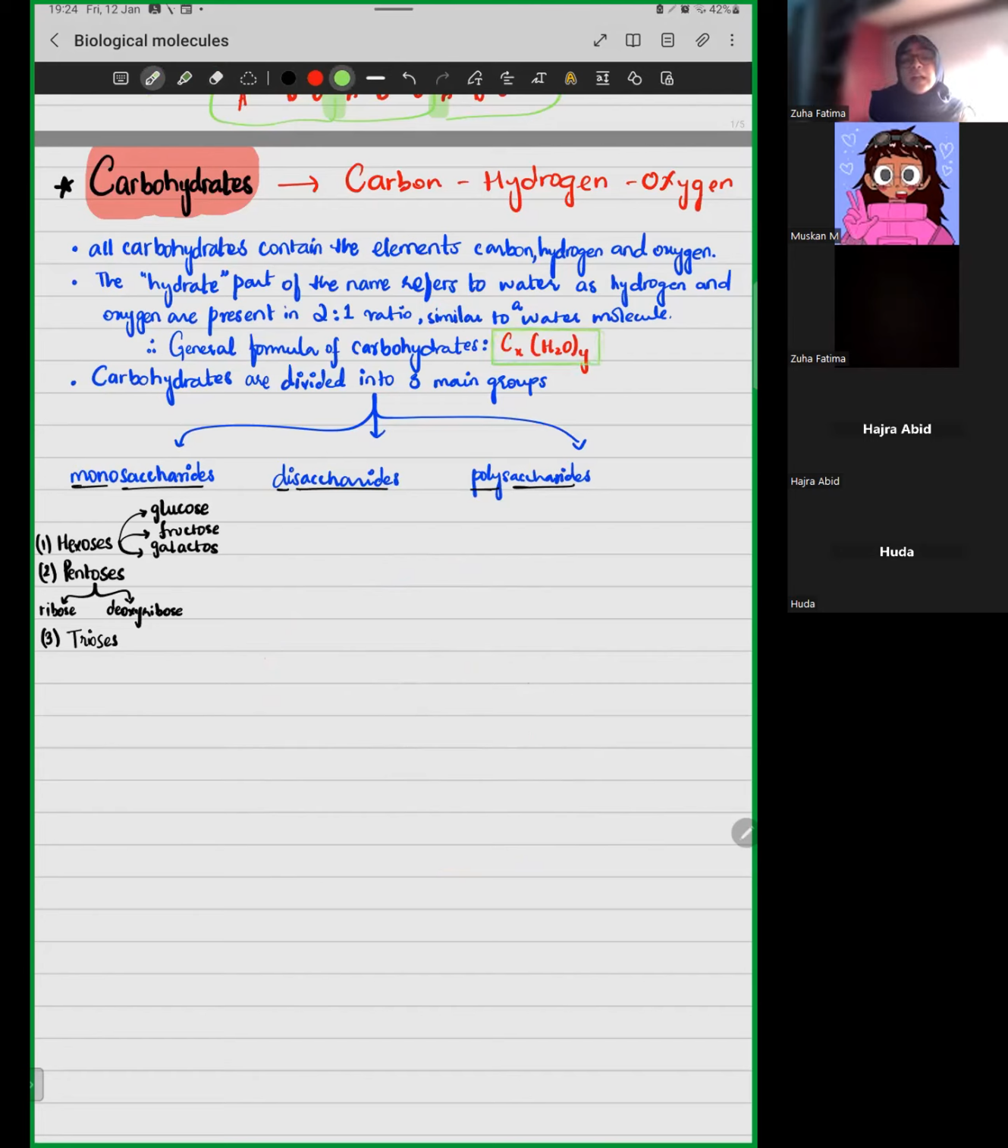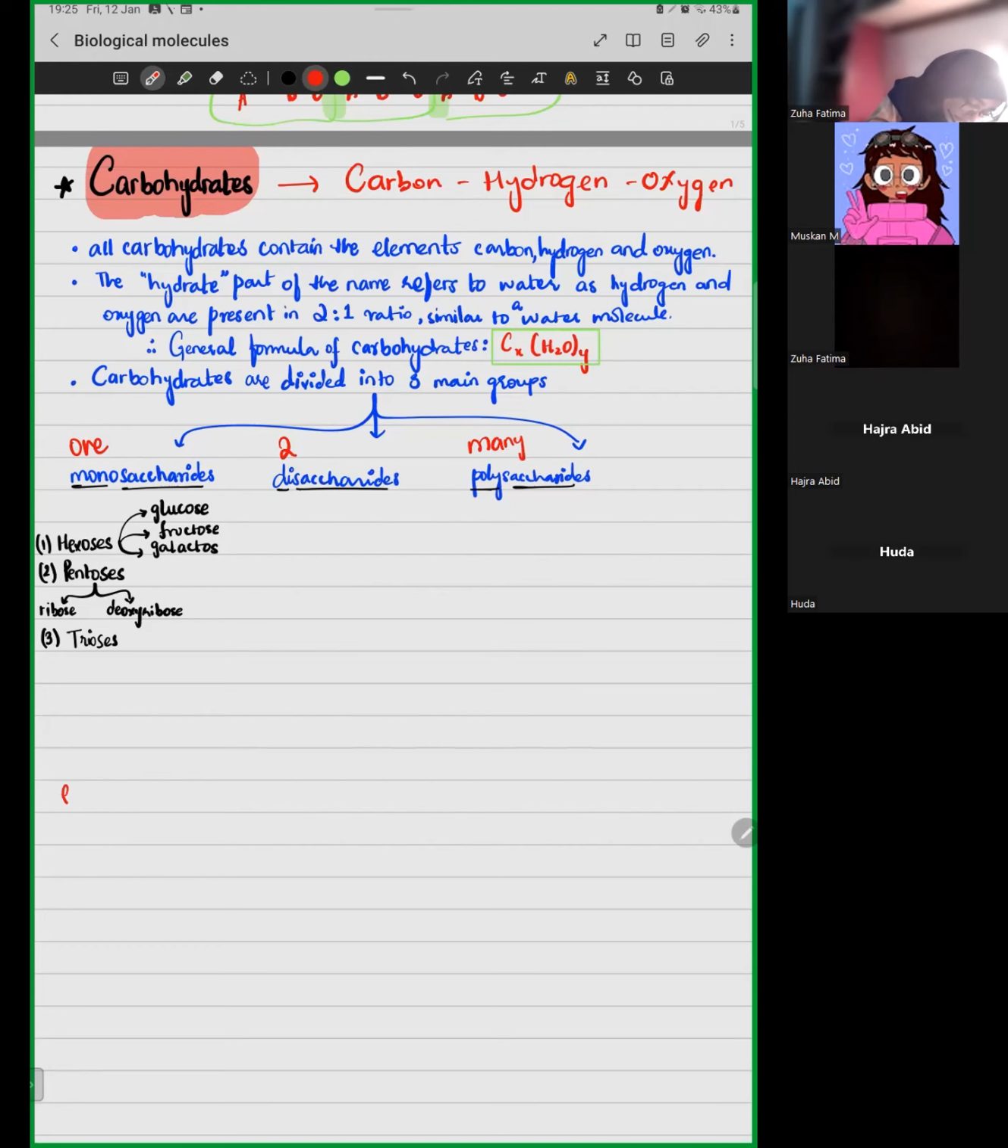Now, when we talk about the classification, or the grouping, of carbohydrates, we have three main groups: monosaccharides, disaccharides, and polysaccharides. Let's understand what each branch means. Mono, we all know, means one. Di means two. Poly means many. Now we've understood the first part of all these words. What is a saccharide? What do we mean by saccharide?